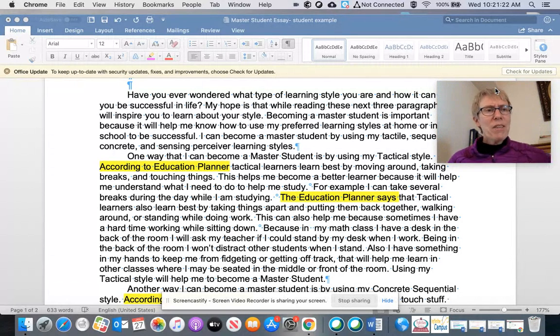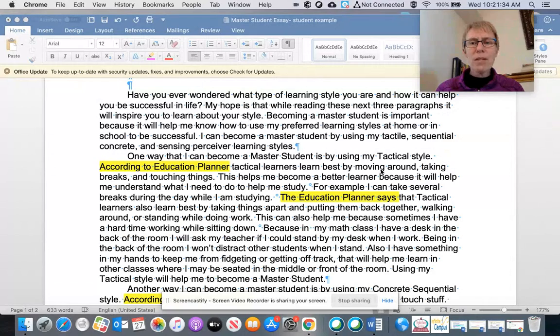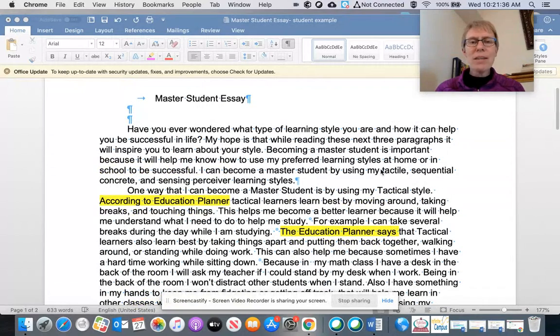Eventually that outline packet is going to help you write your final paper that you're going to turn in. So I'm going to share with you on the screen an example of a paper that was turned in by a previous sixth grader. Here's their essay. It's called Master Student Essay. I'm not going to share all of it, but I'm going to show you how you're going to be using your information to turn it into a paper.